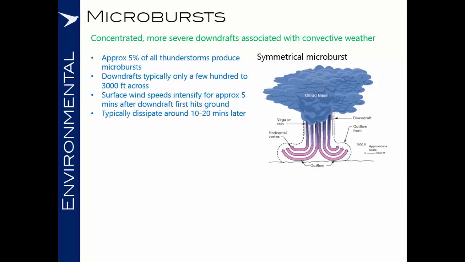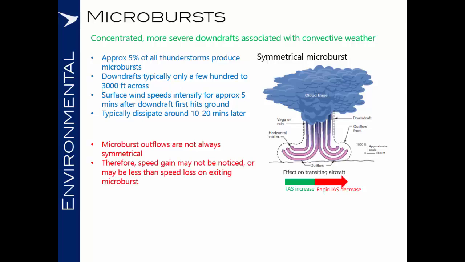Here we have in this diagram a symmetrical microburst where air descending from the developed convective cloud is forced down to the surface and flows outwards evenly to one side and the other. For an aircraft transiting this microburst, they will see an increase in indicated airspeed followed by a rapid decrease as they go out of the other side. Microburst outflows are not always symmetrical, and therefore the speed gain may not be noticed, or may be less than the speed loss on exiting the microburst.